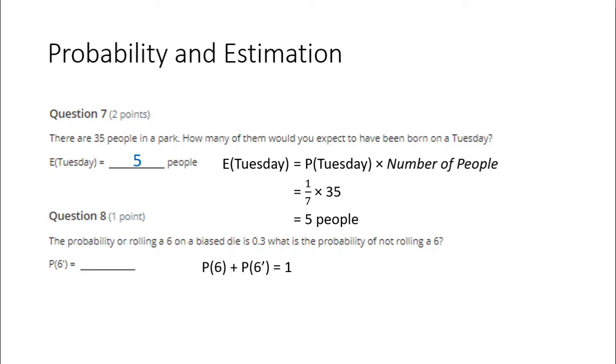Knowing that the probability of rolling a 6 is 0.3, we would say that 0.3 plus the probability of not rolling a 6 would have to add up to 1. So the probability that you don't roll a 6 on its own would be equal to 1 minus 0.3. See, I got my probability of not rolling a 6 on its own there algebraically, and that gives me a probability of 0.7.